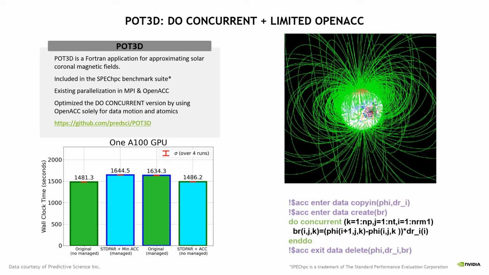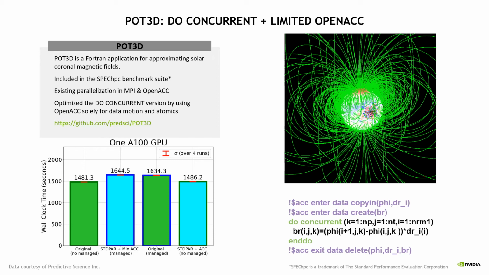Pot3D is another application using do concurrent today. This is a Fortran application written for approximating solar coronal magnetic fields. It likewise is included in the Spec HPC benchmark suite. They had an existing code that used MPI and OpenACC. They decided they wanted to see what was possible using strictly do concurrent. Would it be possible then to use their application without any directives at all?